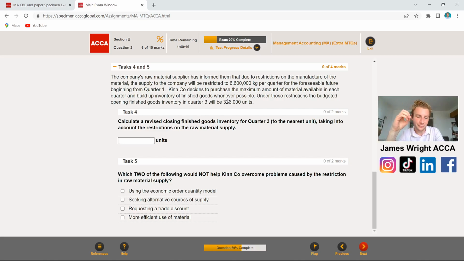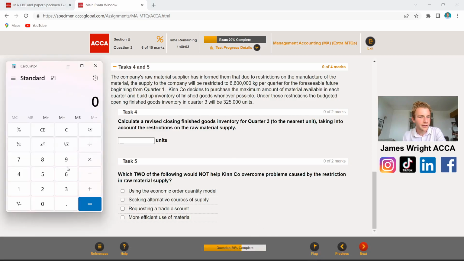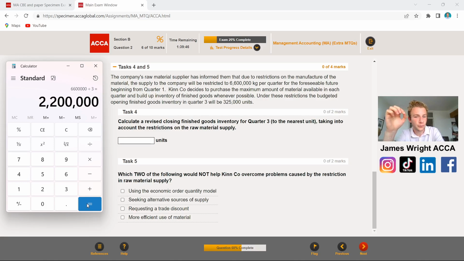So you've got to think to yourself, 6.6 million kilograms per quarter, and we know that for each unit to be produced, we need 3 kilograms. So my first thing there is, I'm going to get the calculator up so you know where all the figures are coming from. So there's 6.6 million on there, divided by the 3 kilograms. So the maximum number of units that we can make per quarter is 2.2 million.